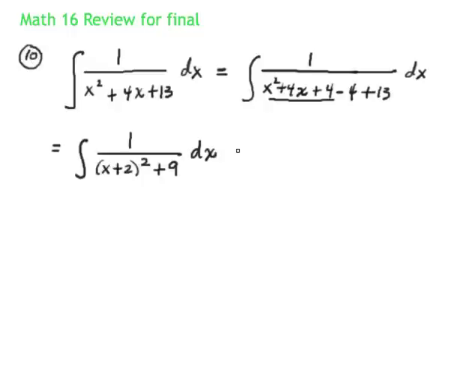All right, and let's just use our formula to integrate this, our arctan formula. So we have arctan of x plus 2 over a. Here a squared is 9, a is 3. And we have 1 over a in front plus c.